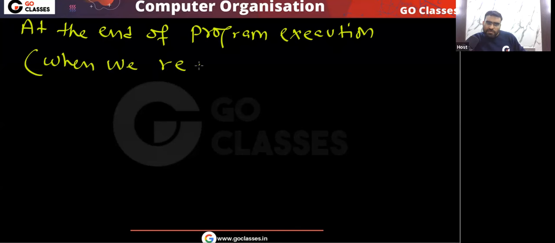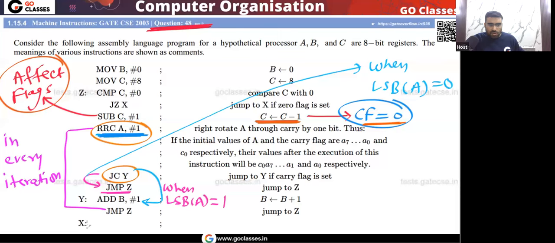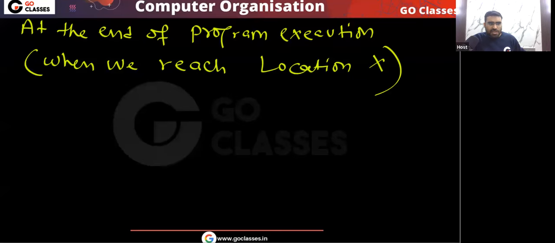So finally, you tell me, what will happen at the end of the execution? Remember this simple point: at the end of program execution means when you reach the label X, when we reach the location X. This is the location X. So when you reach this location X, then what will happen?